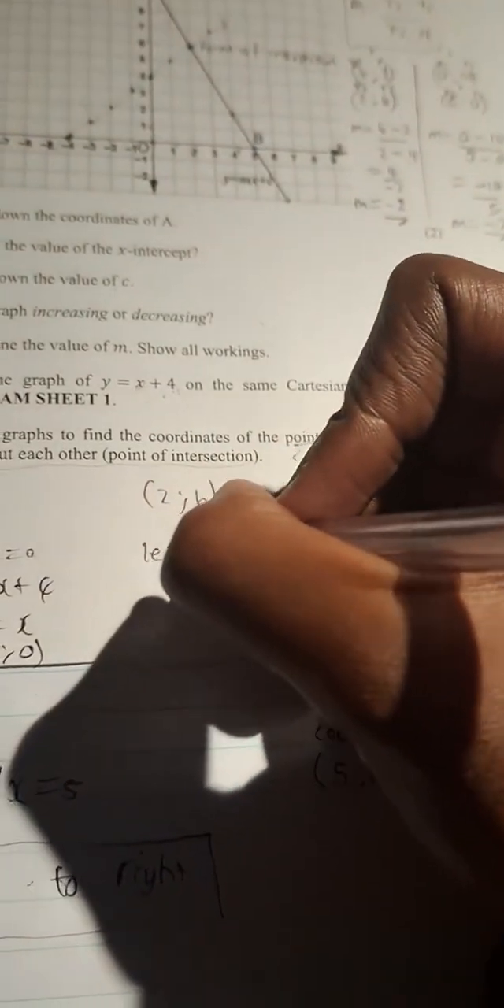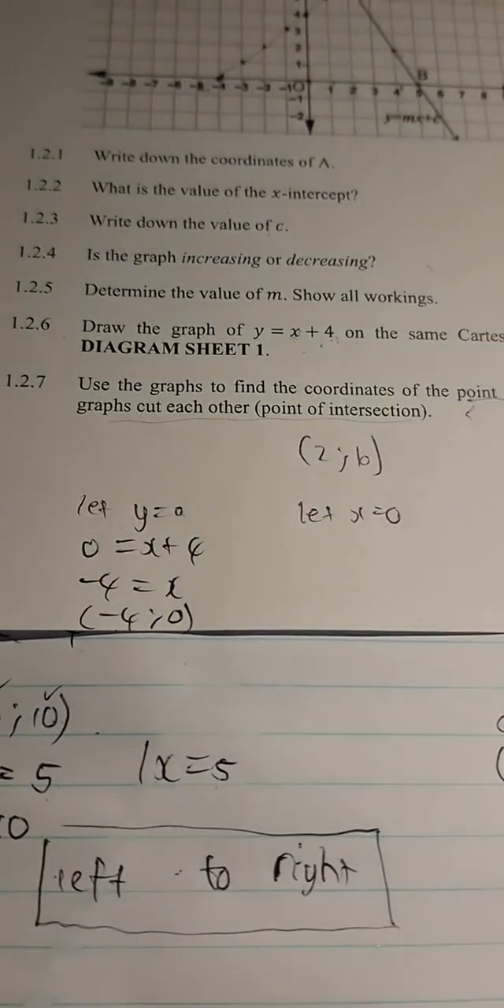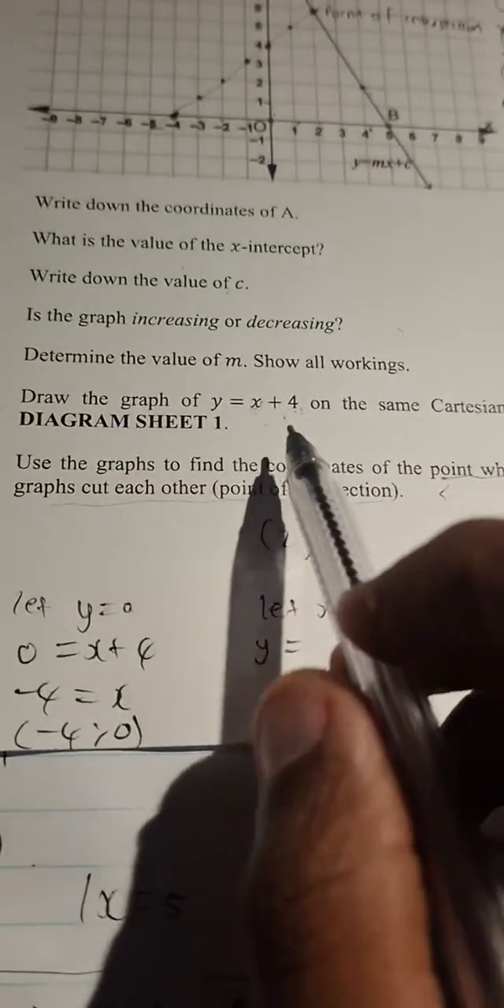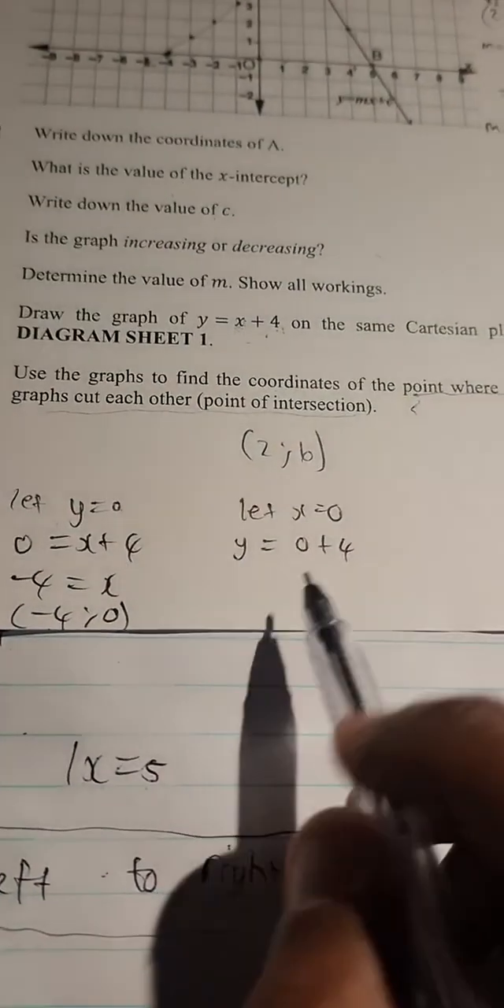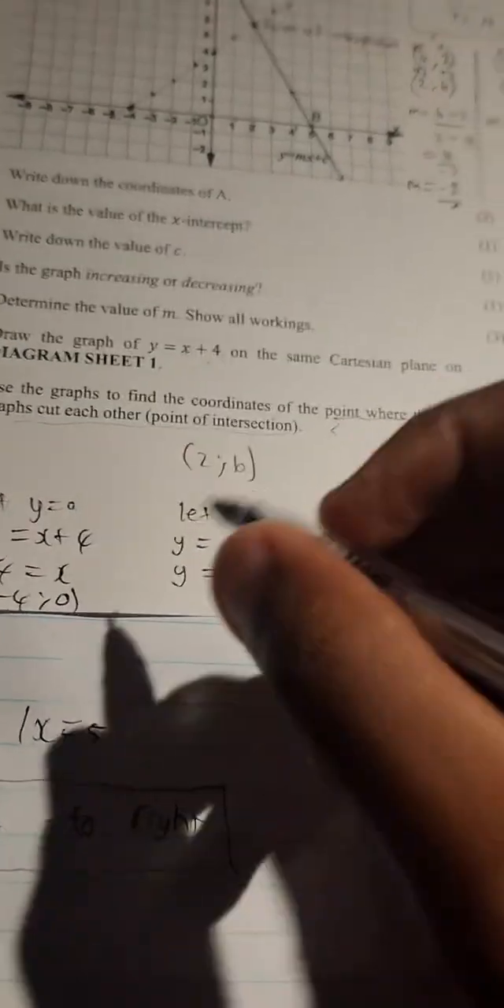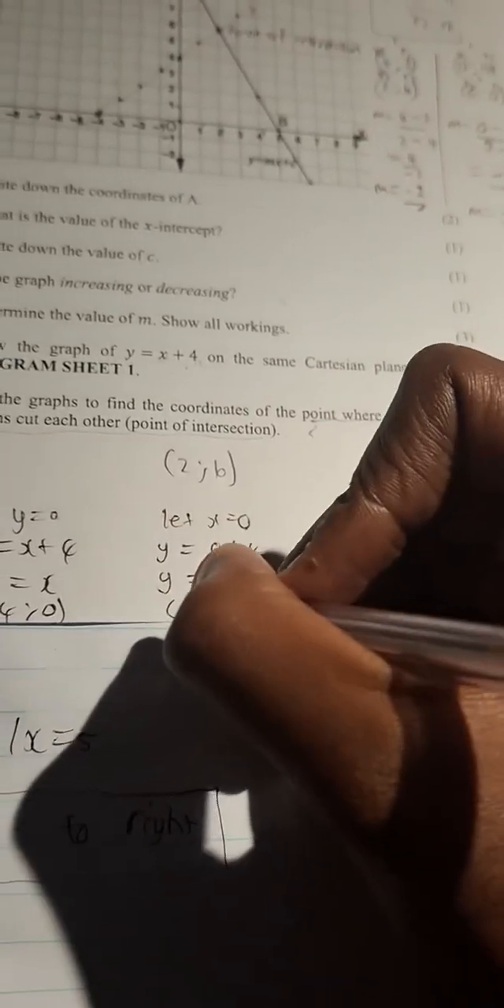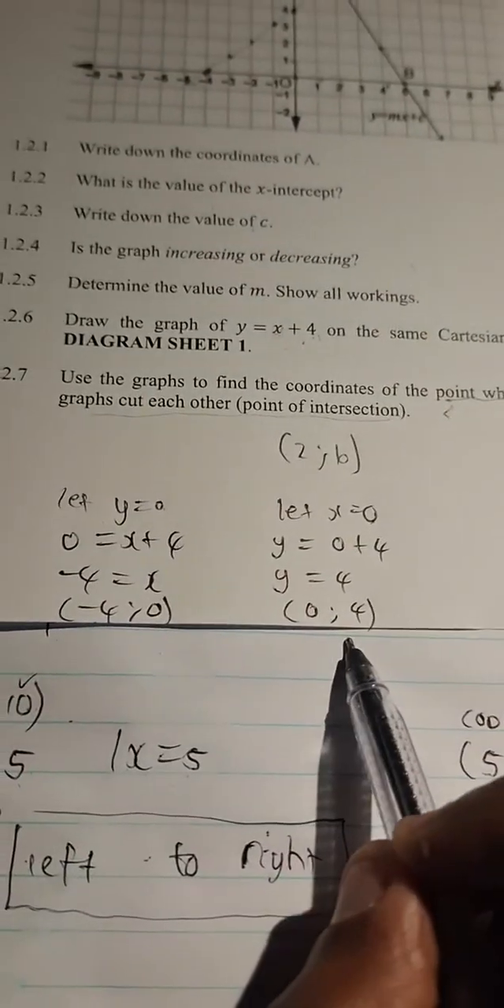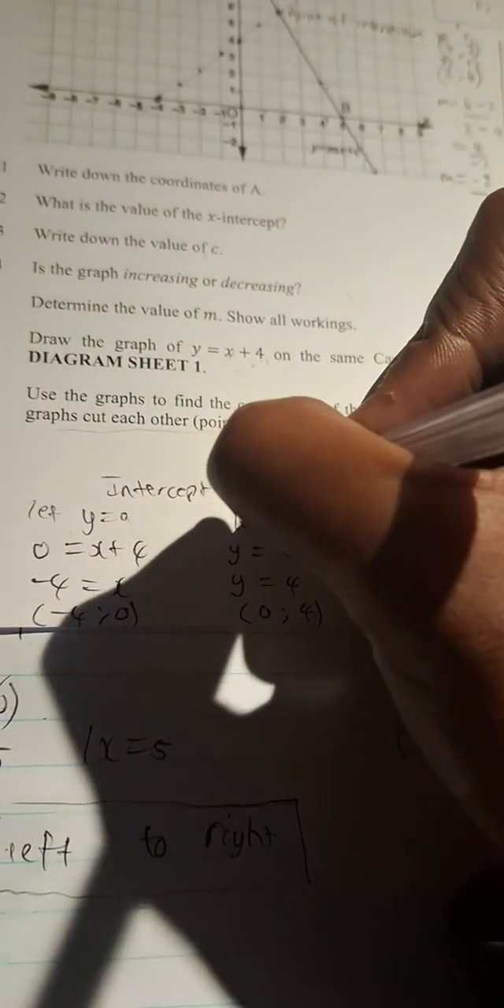Then you let x be equal to 0. If you are using the dual-intercept method, go to your graph. Y is equal to, in the place of x, you write 0 plus 4, right? What's 0 plus 4? Y is equal to 4. Then you write your coordinates. When x is 0, y is 4. So this is the intercept method that you are using.